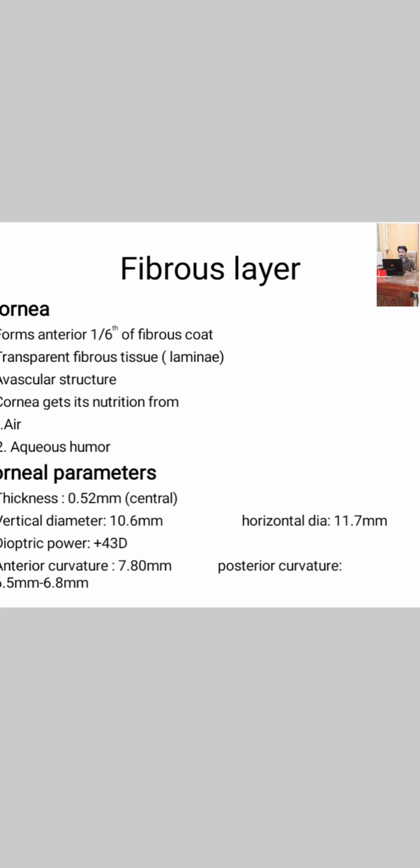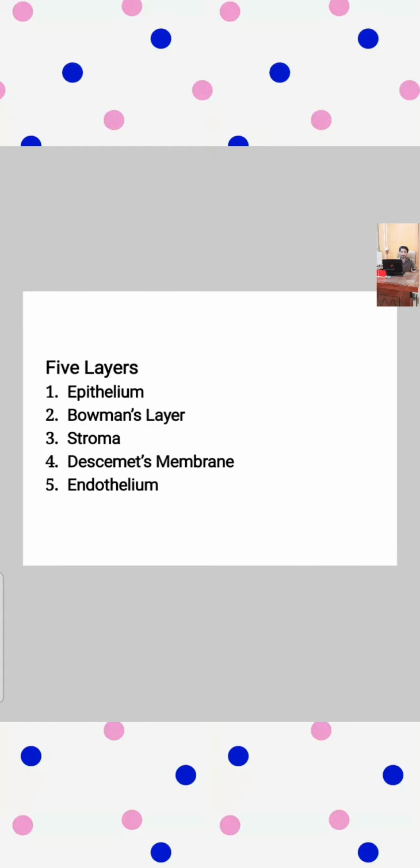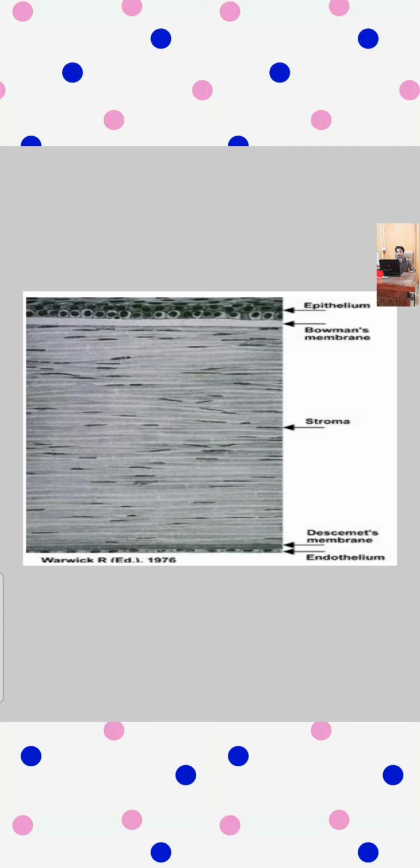The following are the parameters of the cornea. Thickness is 0.52 mm. Here you can see the different parameters of the cornea and the different layers of the cornea in the image. There are five layers of the cornea: epithelium, Bowman layer, stroma, Descemet membrane, and endothelium. Here in the diagram, the first one is epithelium, the second is Bowman membrane, the third is stroma, the fourth is Descemet membrane, and at the end is endothelium.